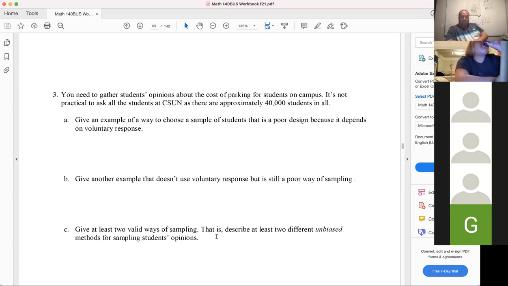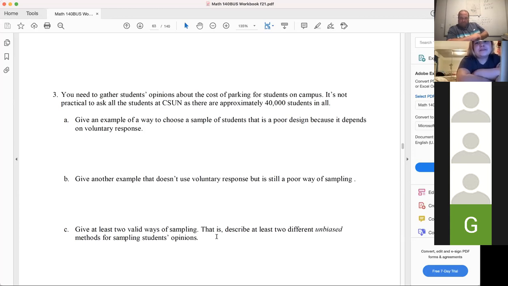Another great example. B, give another example that does not use voluntary response, but is still a bad way to sample. If your professor makes you do the survey because it counts for a grade. Are you saying that you wouldn't be honest because he's making you do it? I'll be honest, that's a whole other issue. But actually, if every professor did this for every one of their students, I think that would be an amazing sample because that will get the entire population.